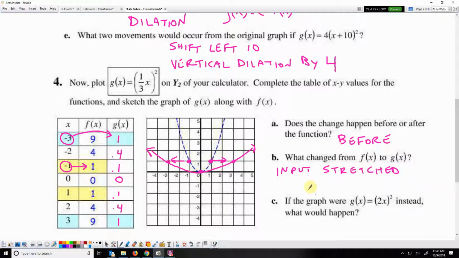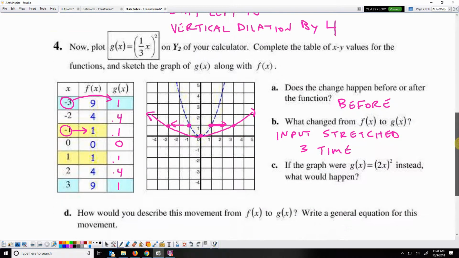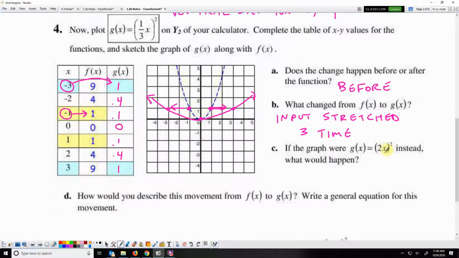So the input was stretched 3 times. It took 3 times the input to get the same output. So what if the graph was 2 times x squared? Okay, then I would have another stretch, which is a dilation. This time it happens to be horizontal. It's moving in or out rather than up or down. So I would have a horizontal dilation.